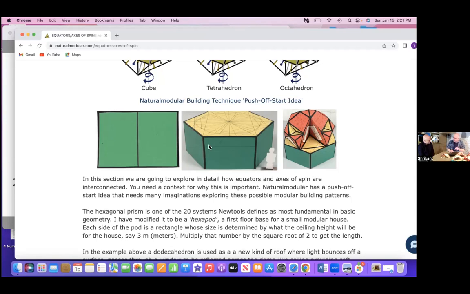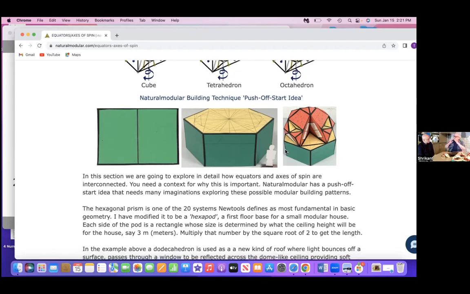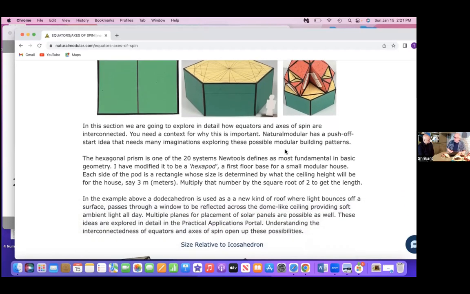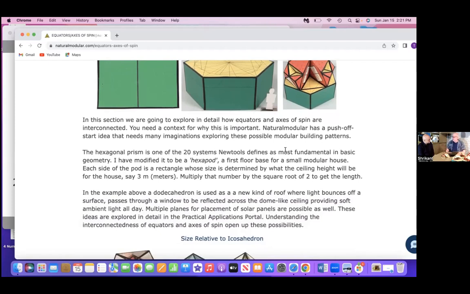NaturalModular focuses in on is reflected light. So light hits a surface, goes through a window, and then is reflected over these dome-like surfaces, so that you have this beautiful ambient light all day long that's very soft. And then you have all of these different surfaces to place solar panels, not just, we need to break out of it. I love what you said, the modular design, break it out of the tyranny of boxes.